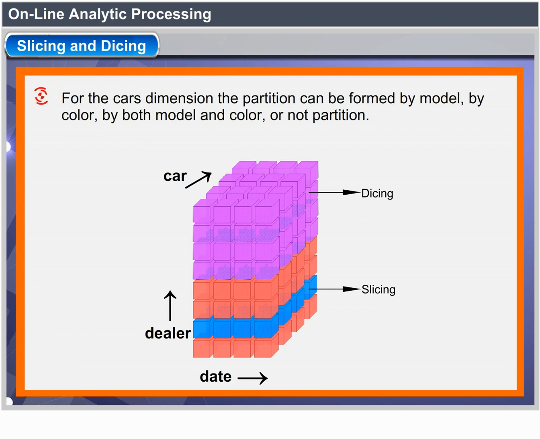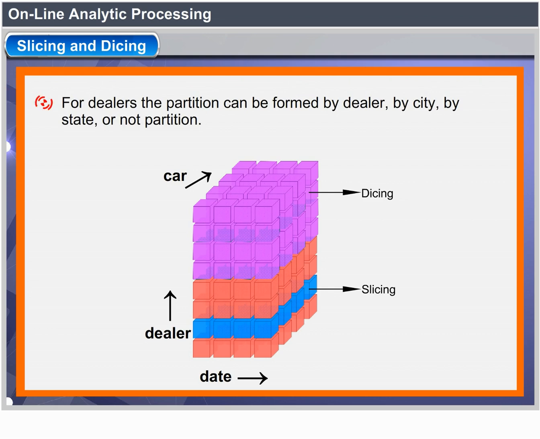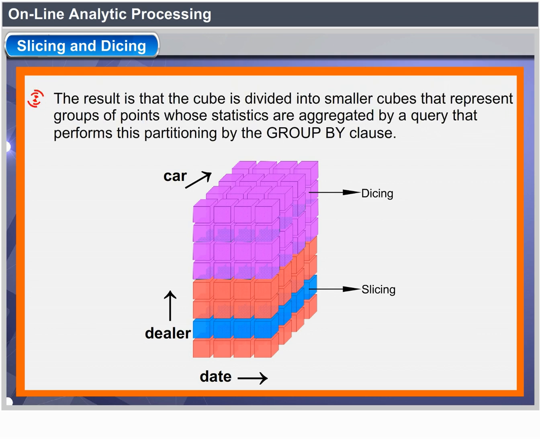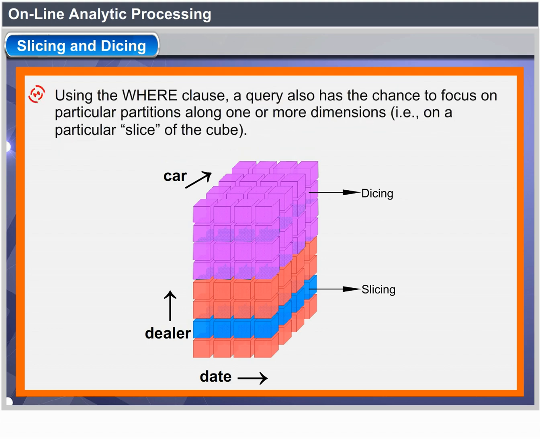For dealers, we can partition by dealer, by city, by state, or not partition. The result is that the cube is divided into smaller cubes that represent groups of points whose statistics are aggregated by a query that performs this partitioning in its group by clause. Through the where clause, a query also has the option of focusing on particular partitions along one or more dimensions, that is, on a particular slice of the cube, dicing the cube by partitioning along each dimension.